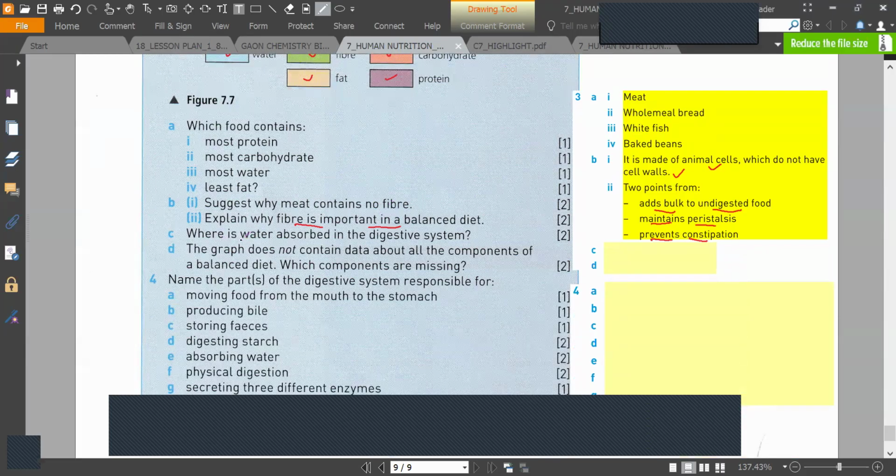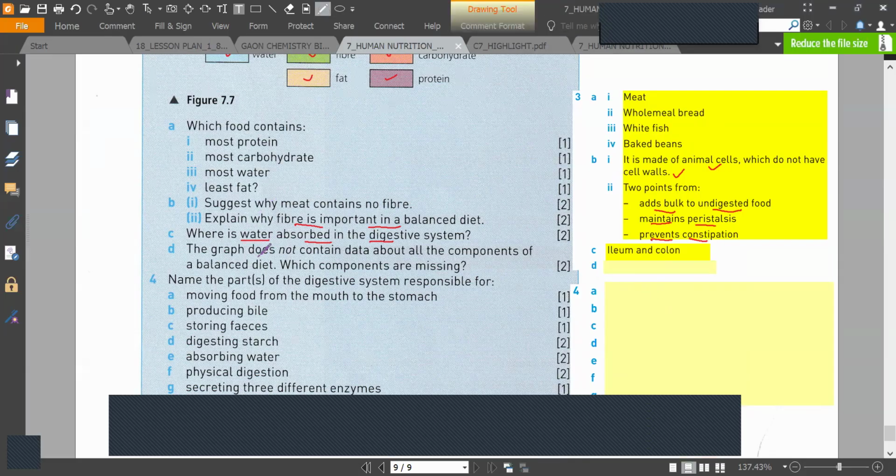Next, where is water absorbed in the digestive system? Okay, so we already learned that it is in the ileum and colon. Okay, small intestine and large intestine. We will reabsorb the water.